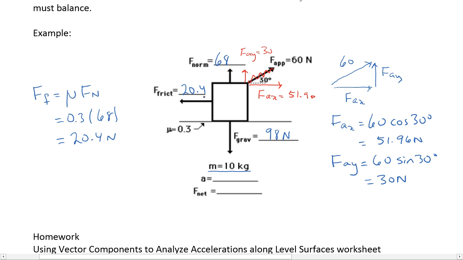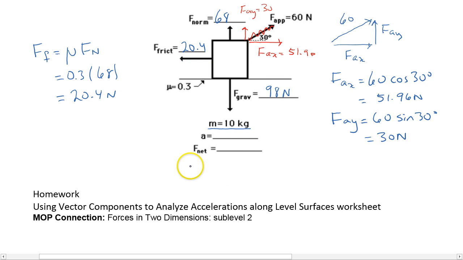And what do I have left? Well, I can figure out what my F net is. So F net here is going to be equal to, well, my vertical forces add up to 0. In fact, I made sure that that was the case. I calculated the normal force so that everything would add up to 0. And I've got a rightward force of 51.96 and a leftward force of 20.4. So the F net will be 51.96 minus 20.4, which is equal to 31.56. I'll keep a whole bunch of digits until I'm at the very end.